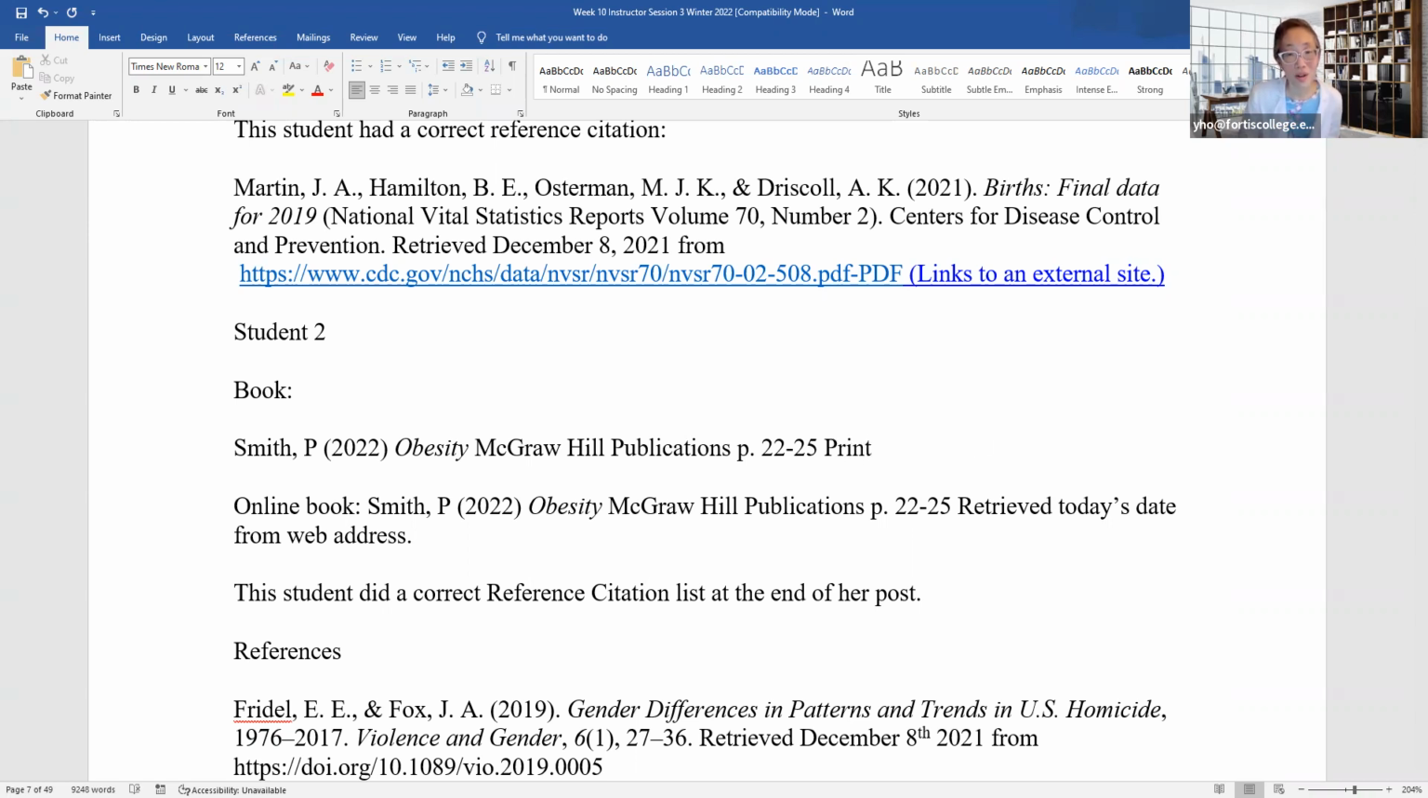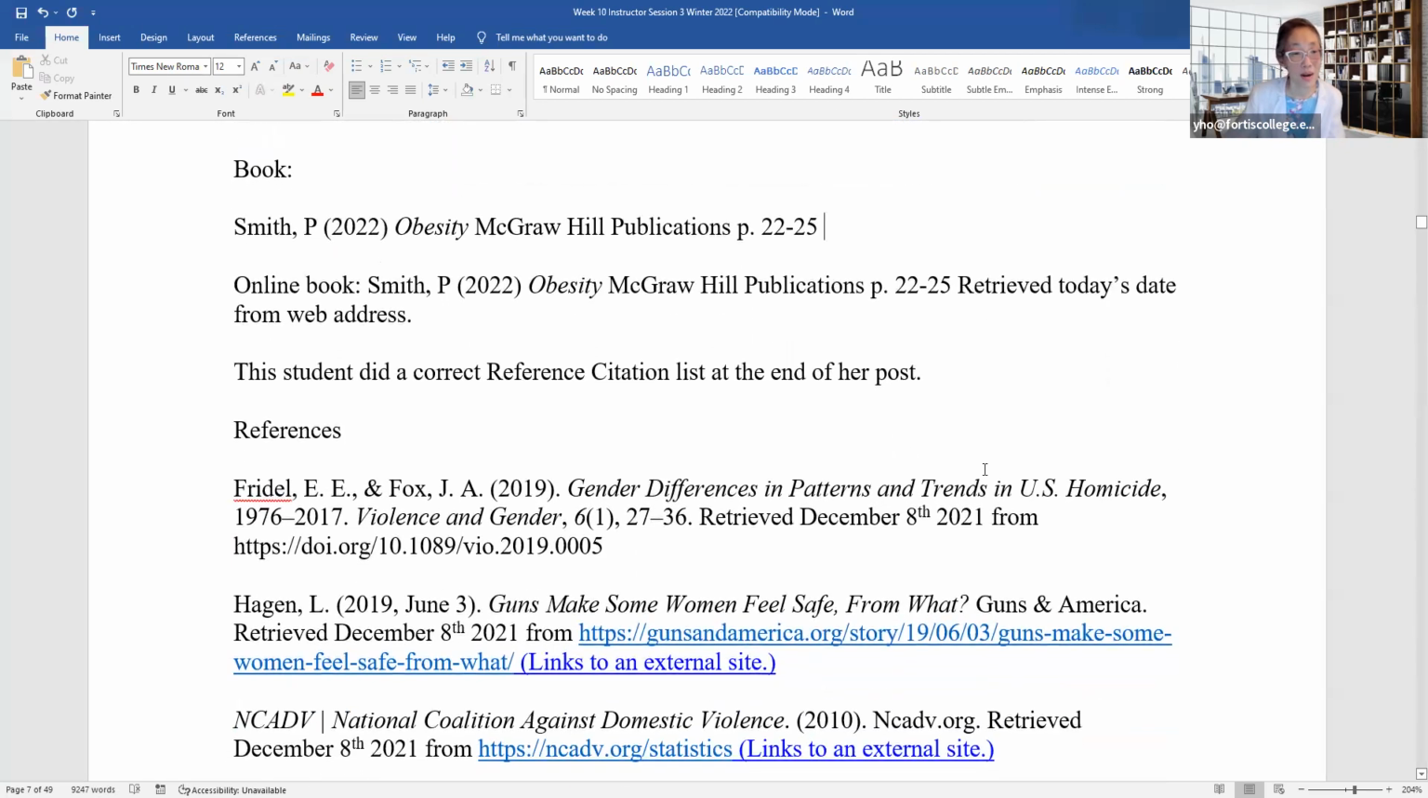So when you look at articles and you see the word "print" at the end of somebody's reference citation, you know that that's an older version of APA. I think it's 2009. Now you don't have to put in print anymore. You just put it like that, because if there is a retrieved date and web address, obviously it's not physical, you see. So these days you don't have to do that, but you're still going to see it in older research papers.